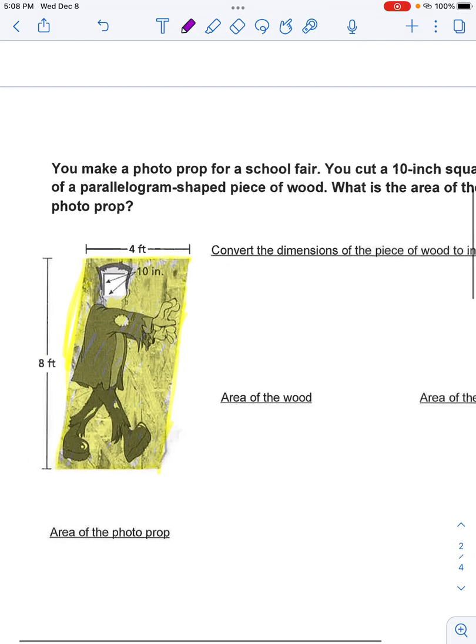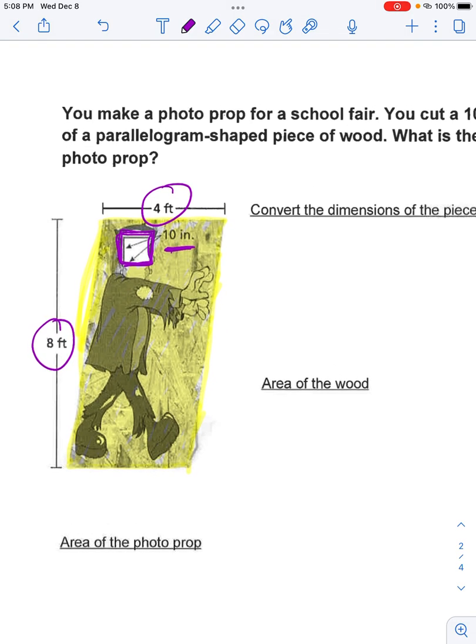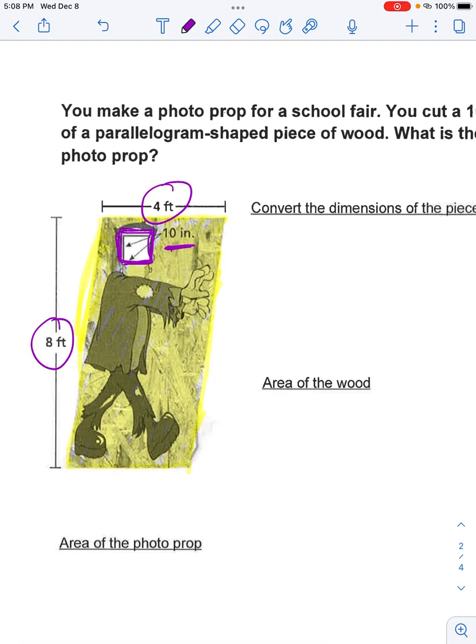First thing we need to do is notice that this is in feet and this is in feet. Unfortunately, this side is in inches. So the first thing we need to do is convert everything to the same unit. It all needs to be in inches or it all needs to be in feet.